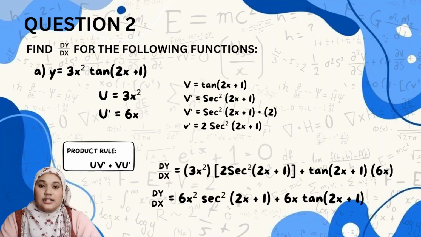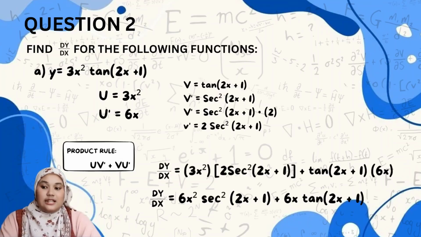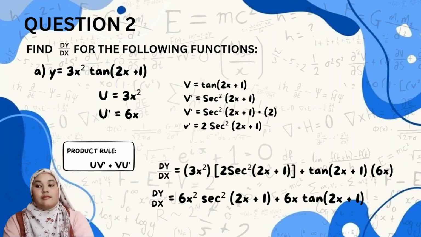Because there is a function inside the function, here we apply the chain rule. The derivative of the outside tangent function gives us secant squared (2x plus 1), multiplying that by the derivative of the inside, which is 2. That leaves us with 2 secant squared (2x plus 1).